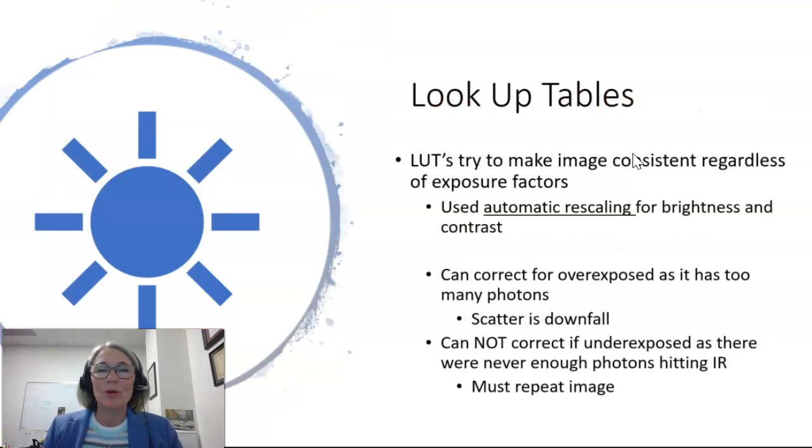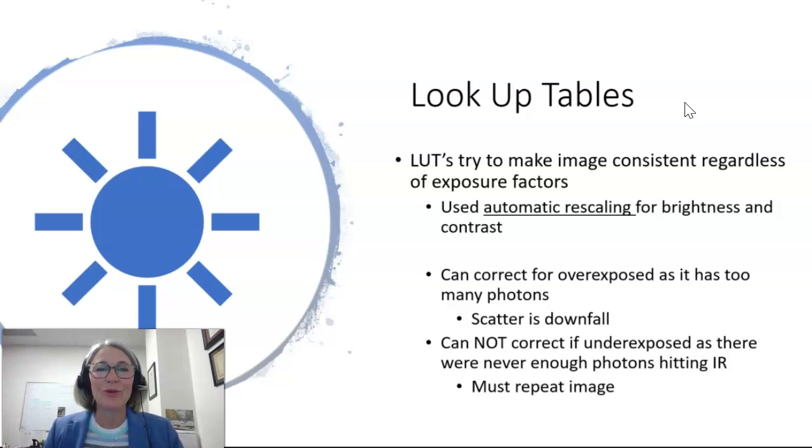Let's talk a little more about lookup tables. Lookup tables try to make the image consistent regardless of exposure factors. So it uses automatic rescaling. I know you've heard that before. Automatic rescaling is going to take a scan of the image and fix it according to what we'd like it to be. It doesn't matter what exposure factors we used, it's going to try to fix the image to look like we programmed it to, no matter what.